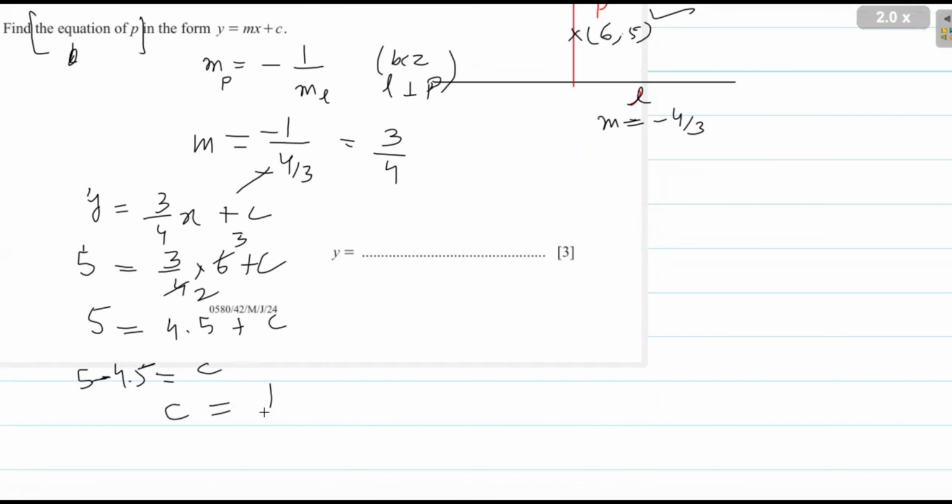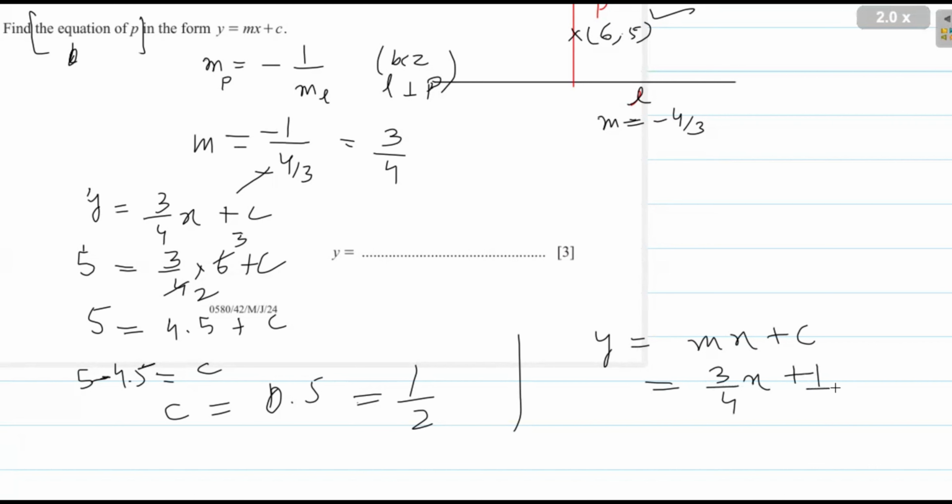And this will be c equal to 5 minus 4.5. C equal to 0.5, and this will be equal to 1/2. And we can write the equation of the line, y equal to mx plus c, as y equals 3/4 x plus 1/2. C is 1/2. This is the required equation of the line.